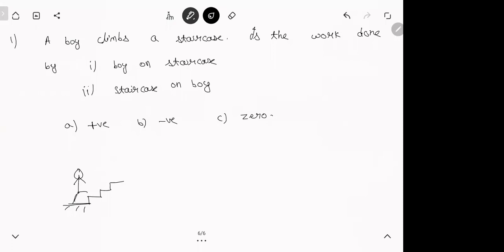Okay. Get this thing. So a boy is walking on a staircase. Is the work done by the staircase on the boy positive, negative, 0? Work done by staircase on the boy. I think I'll give a minute.